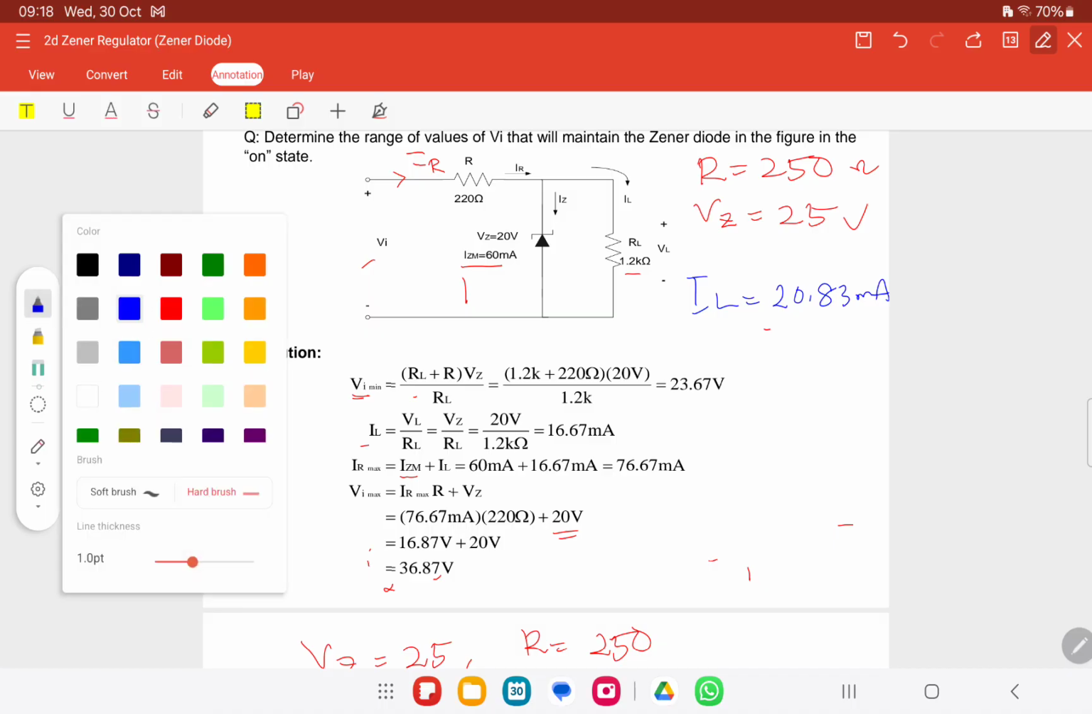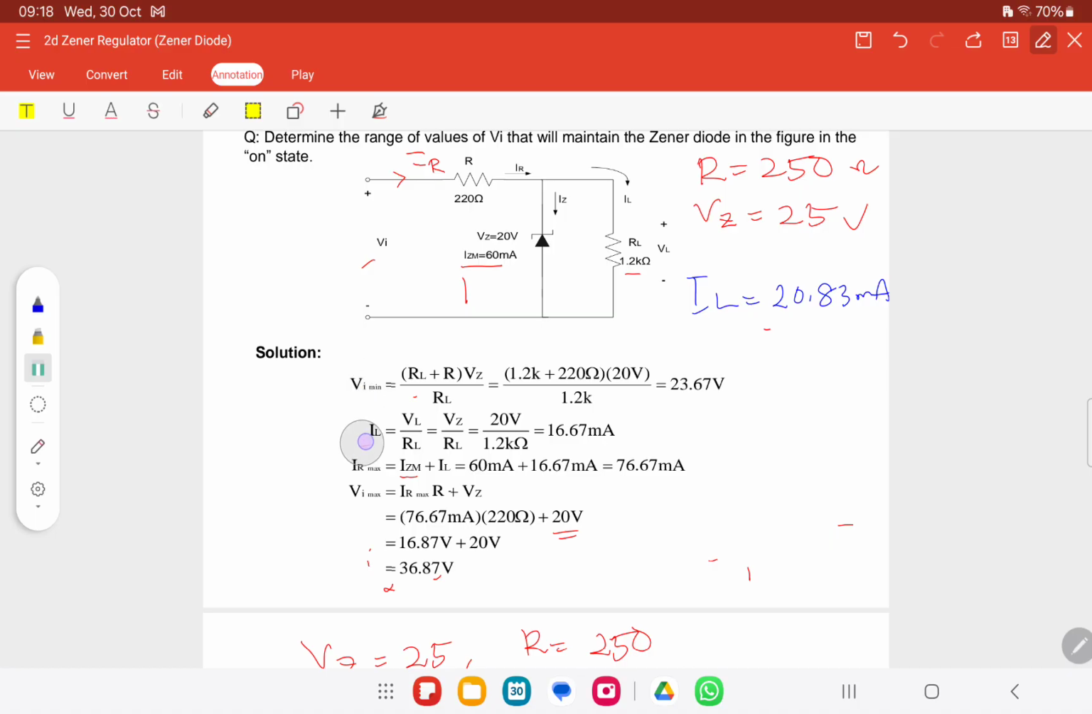Cari VI min ni kan? Okay, berapa VI min? Tak tahu betul ke tak, berapa? 30.21 volt. Okay, so next one kita cari IL dah. Kita cari IR max. Berapa? 80.83 milliamp. Okay, so boleh dapat VI max tak?